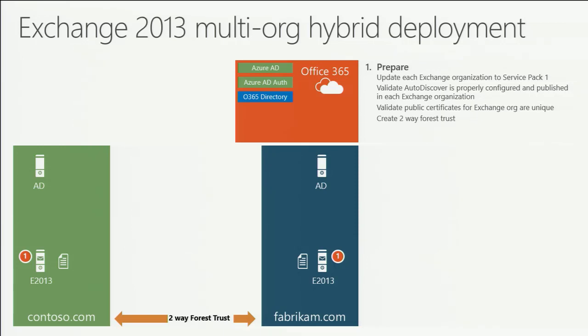Also, we're assuming that you want to have free/busy between the on-prem orgs, so a user in Contoso should be able to query a user in Fabricam. That requires a two-way trust. You can do that with service accounts, but now you don't have per-user free/busy. So our recommendation is a two-way trust. Our guidance on TechNet will explain the details around that.